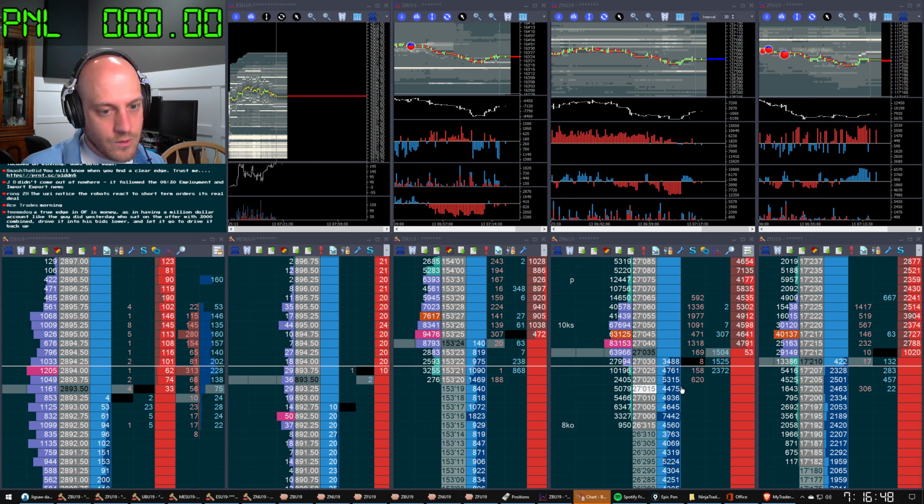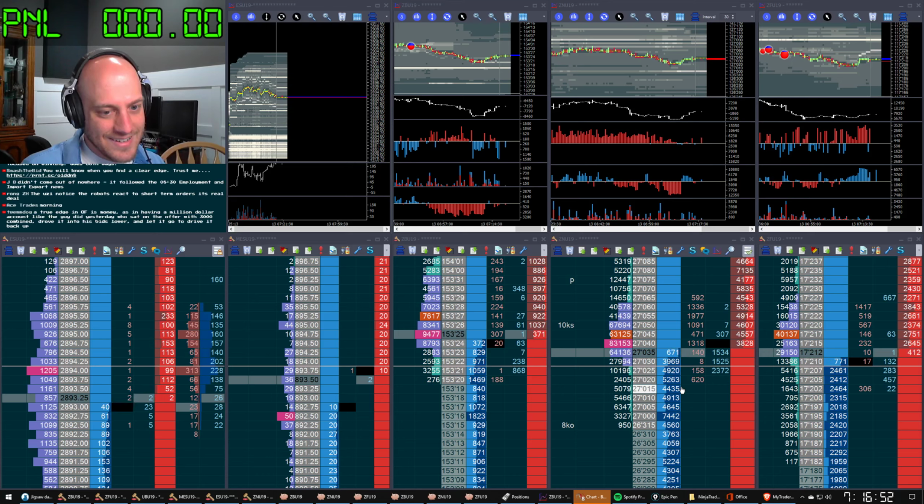A true edge in OF is money, as in having a $1,000,000 account. Like the guy did yesterday, who sat at the offer with 3,000 combined, drove it into his bid slower, and let it drive it back up.